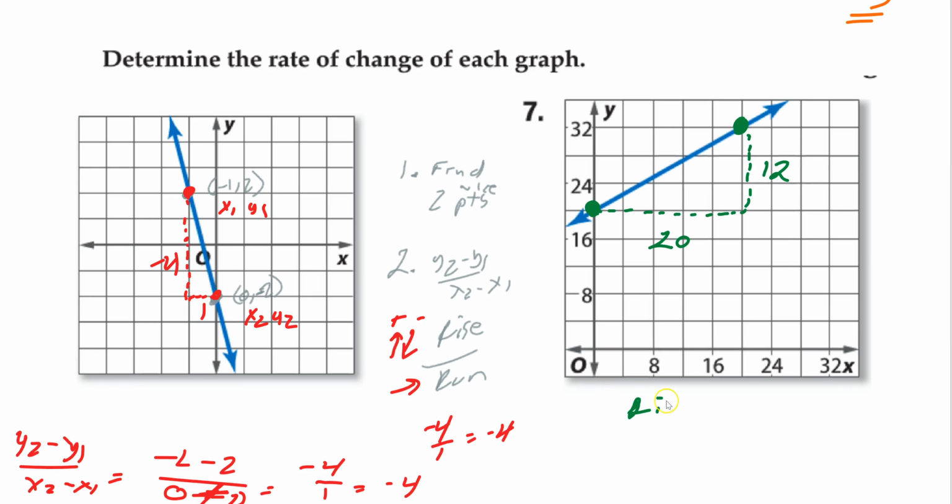So rise over run. Remember, I went up 12 and I ran 20. 12 over 20, if you want to reduce it, divide by 2. 6 over 10 or 3 over 5. You can also divide by 4. And that's how you find slope if I give you a graph. If I give you a graph, find 2 points, then either do the slope formula or do rise over run.